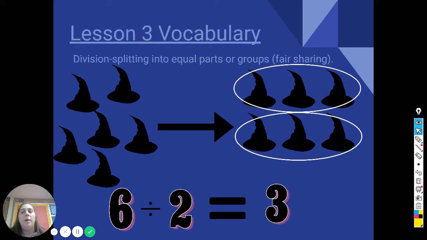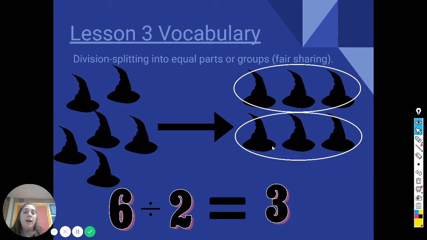Let's start off with our vocabulary. First term that we are learning today is division. Division is the splitting into equal groups or parts, or fair sharing. So as you can see here, we have 6 witches' hats. 1, 2, 3, 4, 5, 6. And we're going to divide them or split them into equal groups.